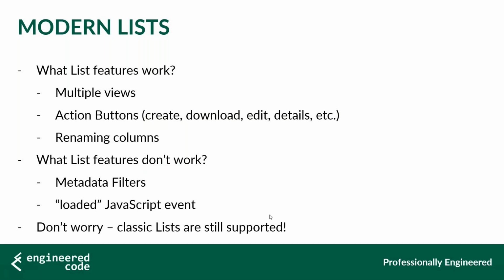It would be common to write some JavaScript that hides certain columns based on certain conditions or changes the style of certain cells. It's difficult to do that when that table is constantly changing. So there is no loaded JavaScript event for modern lists at this point. I would hope that these gaps would be filled when it goes to GA. But at this point, those to me are the two major gaps when it comes to using modern lists.